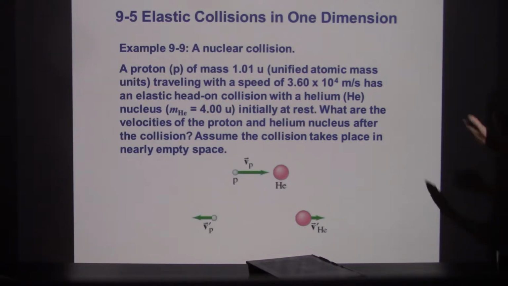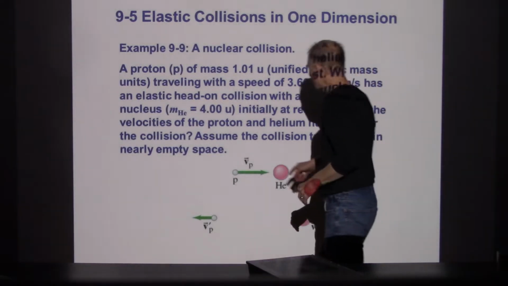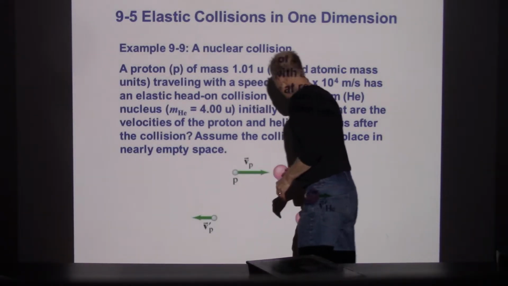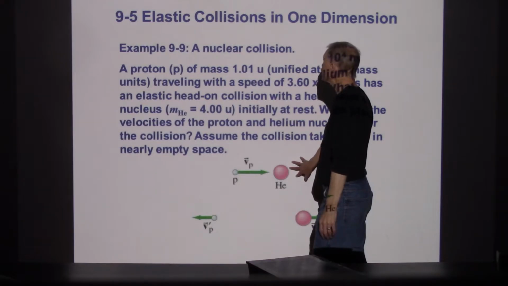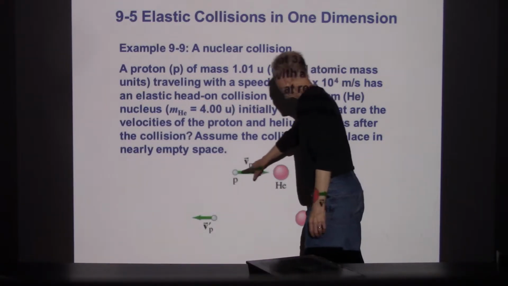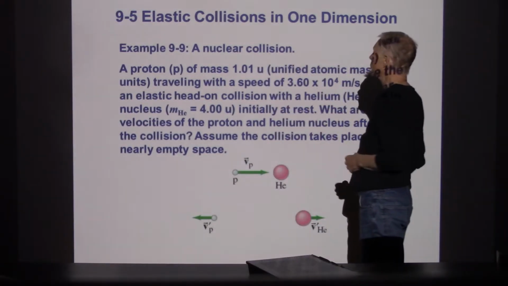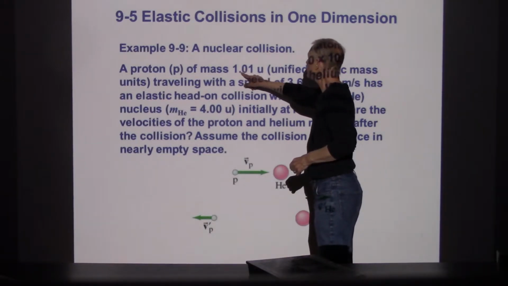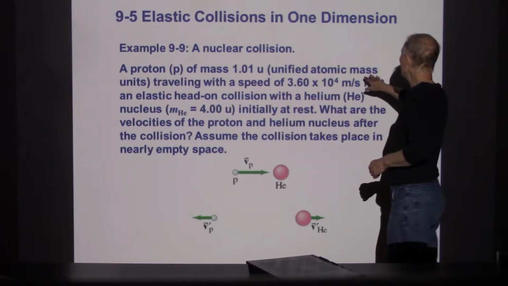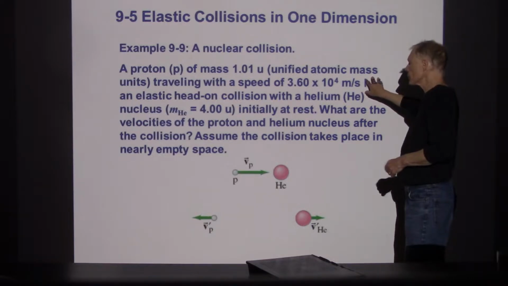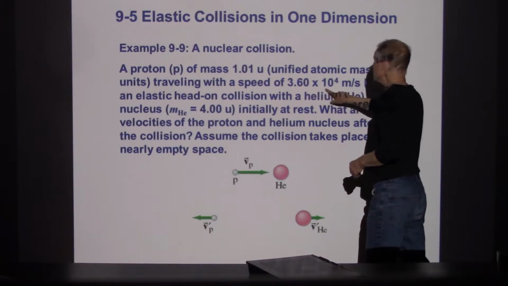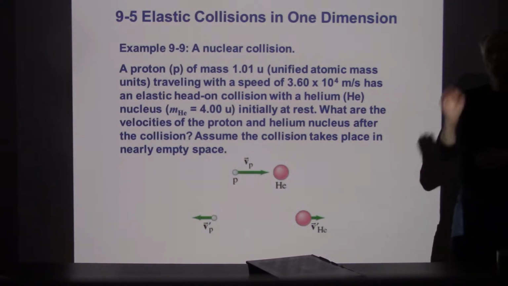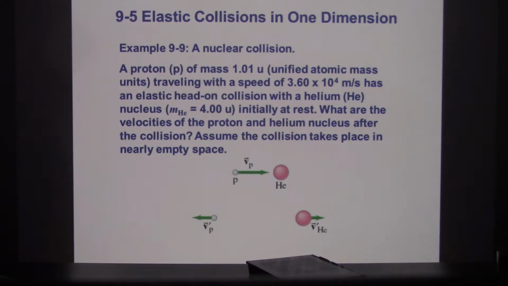And so for this collision, what we can do is say that the helium is a target, I guess, is what they're saying. And here comes the proton. Now they're saying that the proton has a mass of 1.01 atomic mass units. And in this example, it's coming in pretty fast. So the proton beam has a bunch of protons in it, and they are moving 36,000 meters per second.